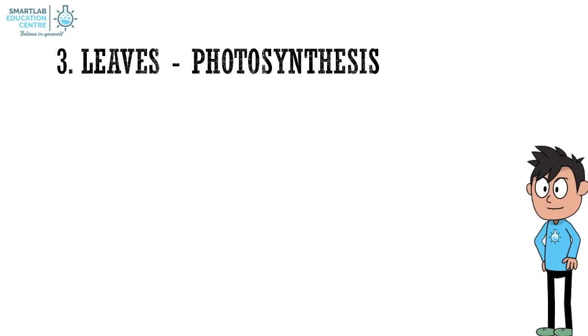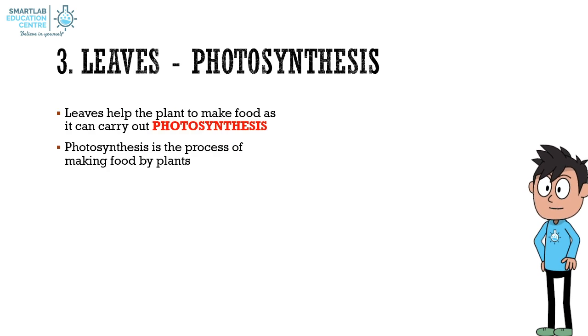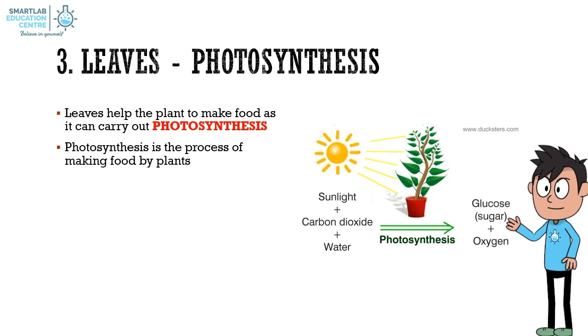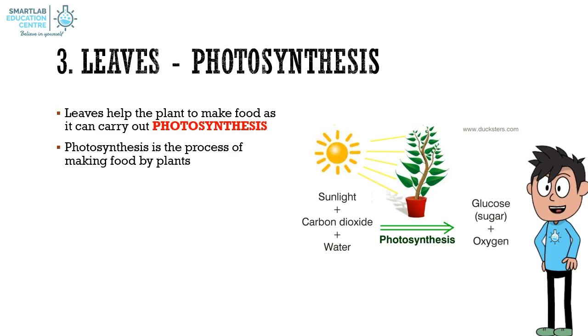Photosynthesis. Leaves help the plant to make food as it can carry out photosynthesis. Photosynthesis is the process of making food by plants. Let us take a look at what happens during photosynthesis. Sunlight, carbon dioxide, and water are absorbed by the plant. Plant will then carry out photosynthesis. Glucose and oxygen will then be produced.